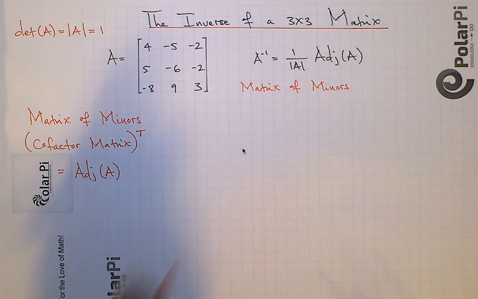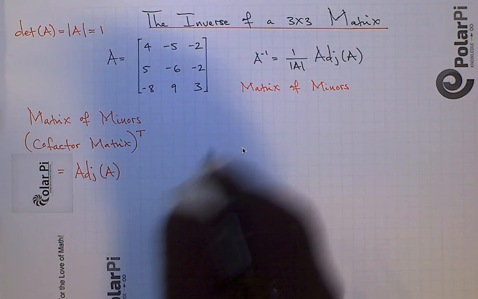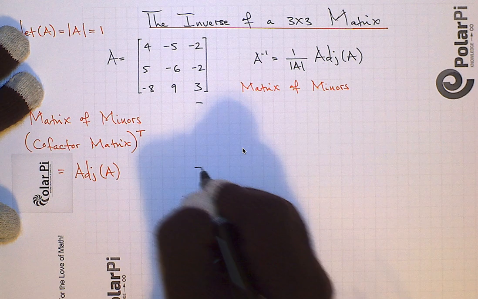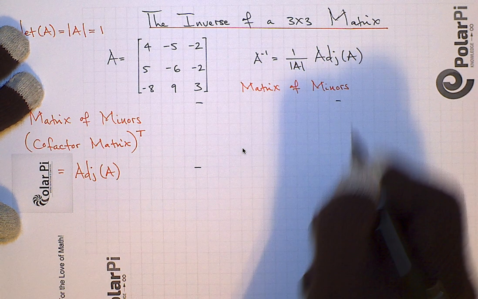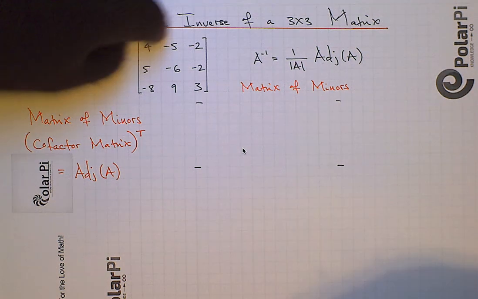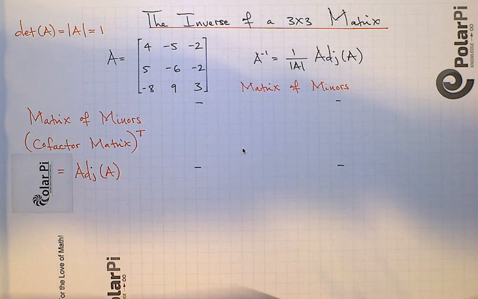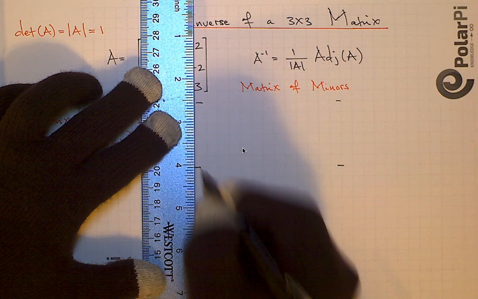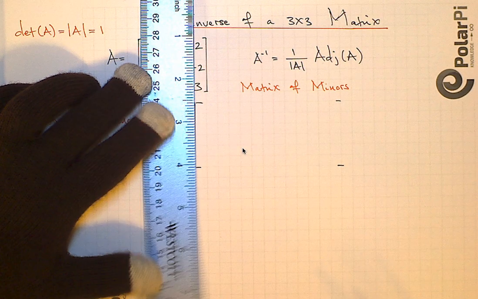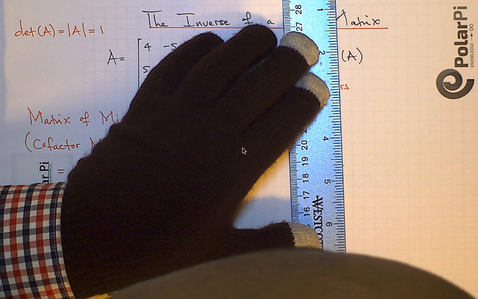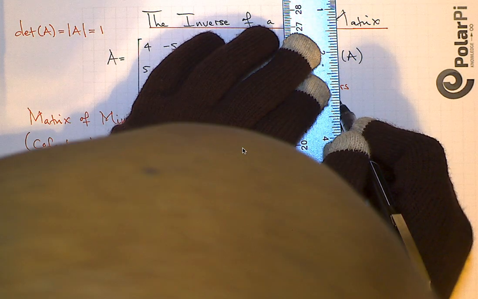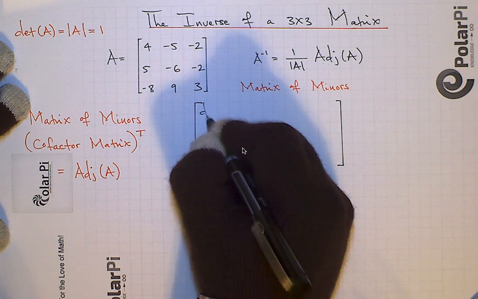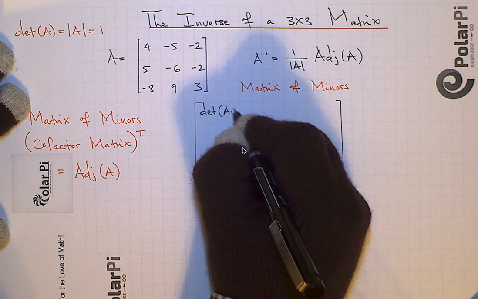For this matrix, the matrix of minors is going to require that we replace these 9 entries with 9 new entries. Let's draw our square brackets and we'll be on our way. The first entry, which is 4 right there, is going to be replaced with the determinant of A11 bar.